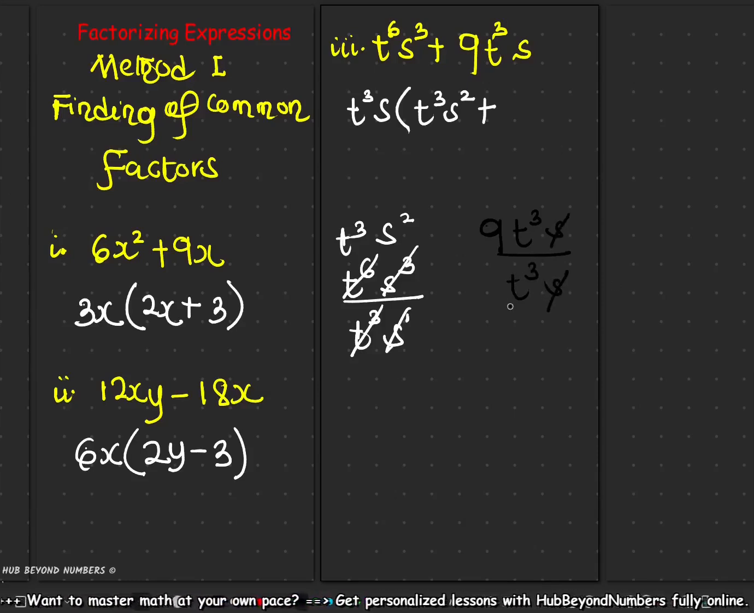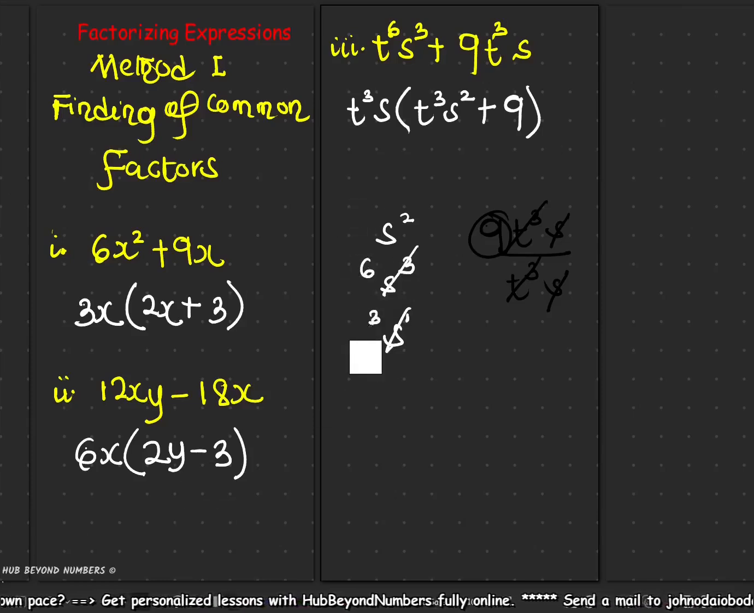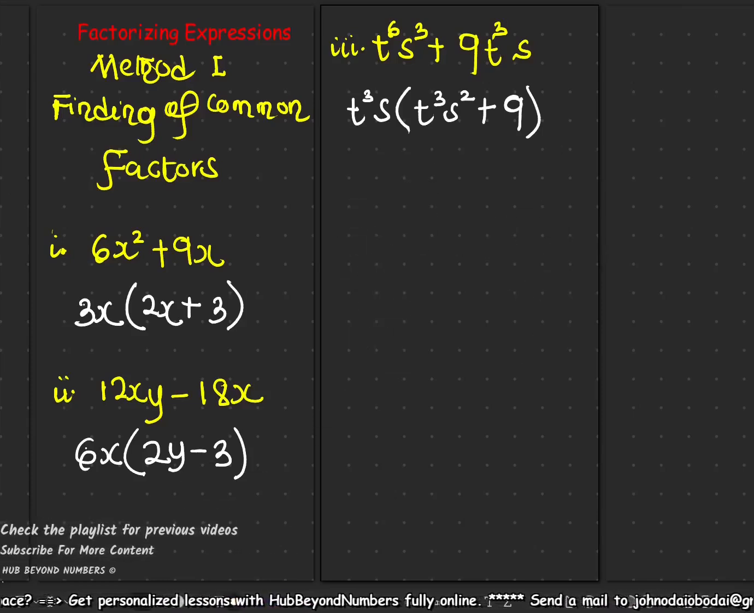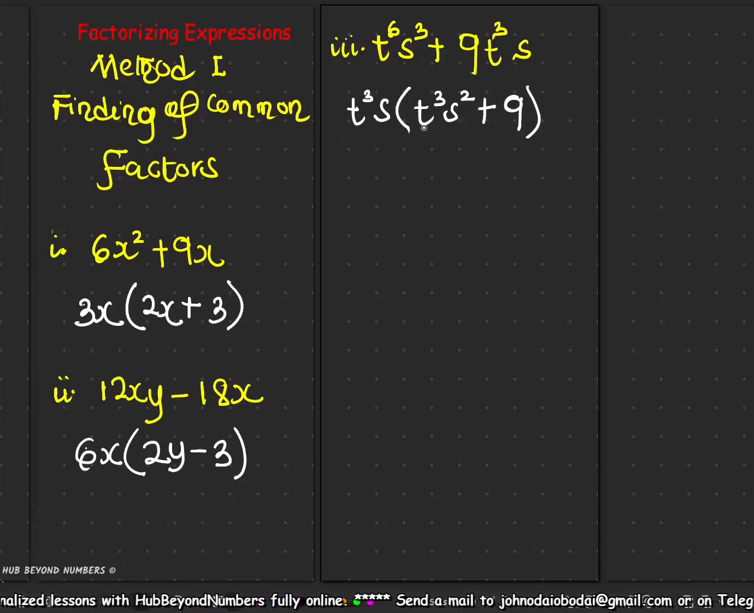This s here can cancel out this s. The t cube cancels out the t cube, and we are left with just 9. All right. So we would have a 9 over here. And that is it, because there is nothing else for us to cancel out. If you are done with your factorization and you want to check if what you've done is correct, you can always multiply the coefficient of the bracket by each and every term in the bracket to see if that is going to give you what you have above here.